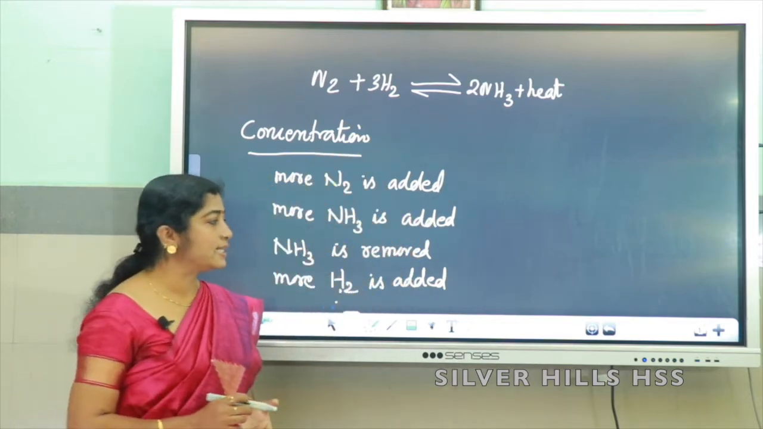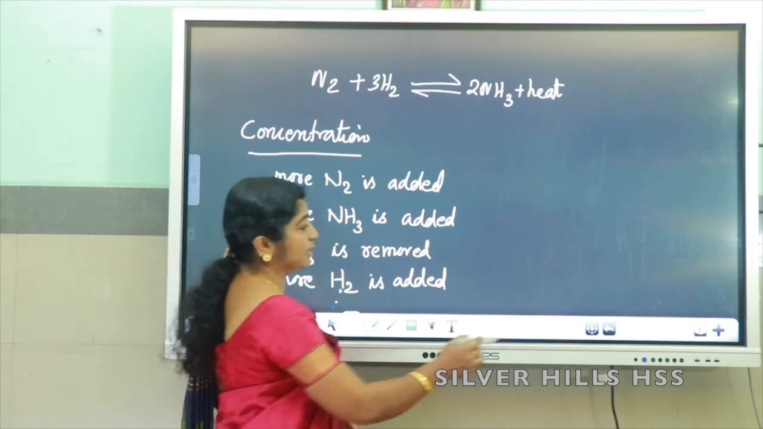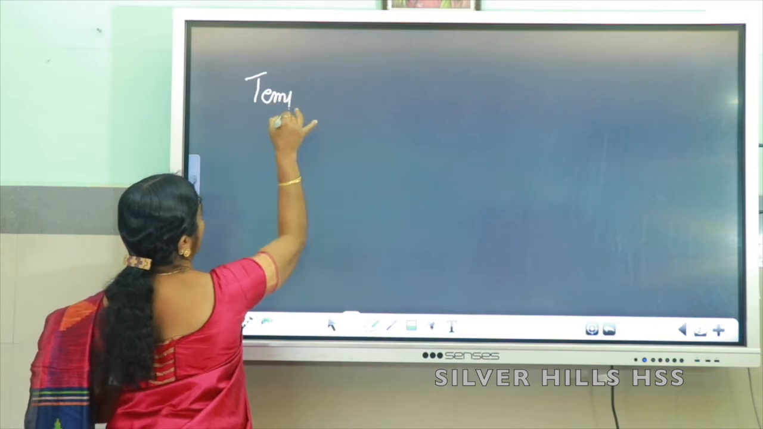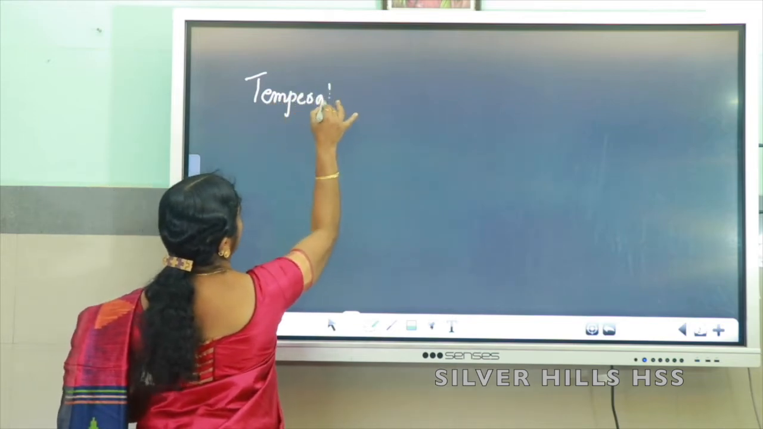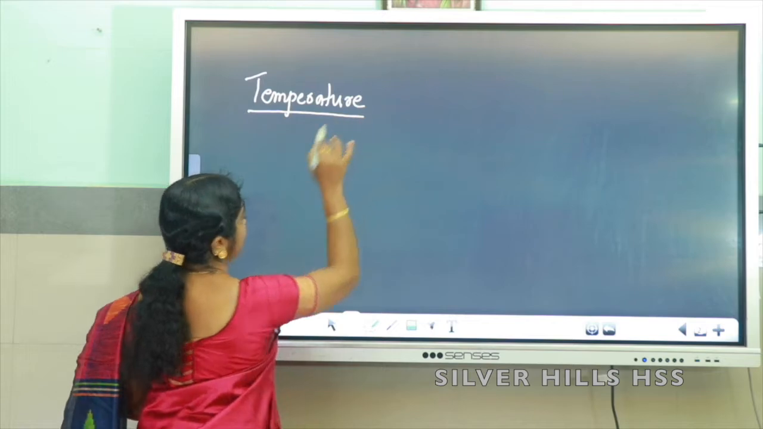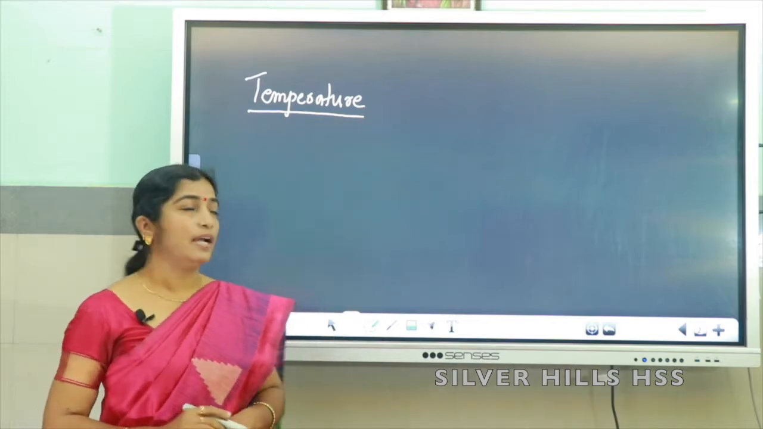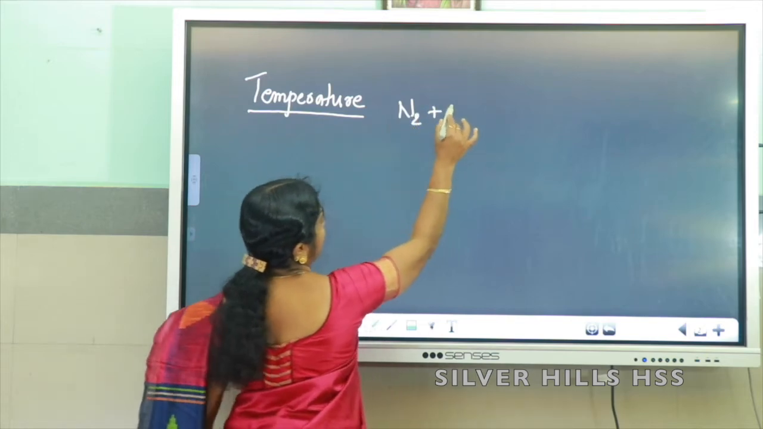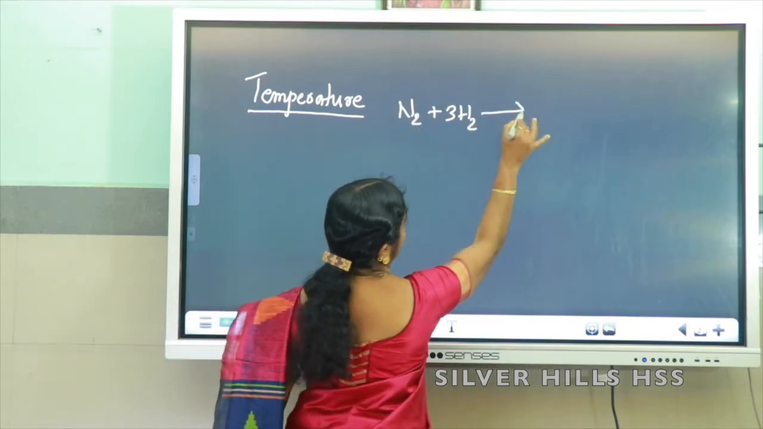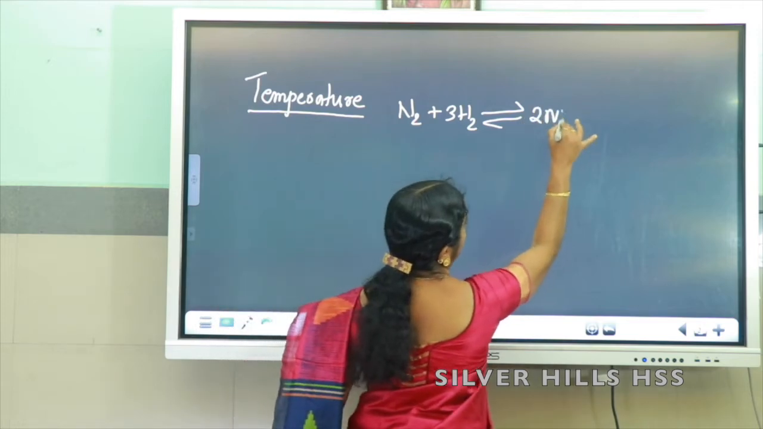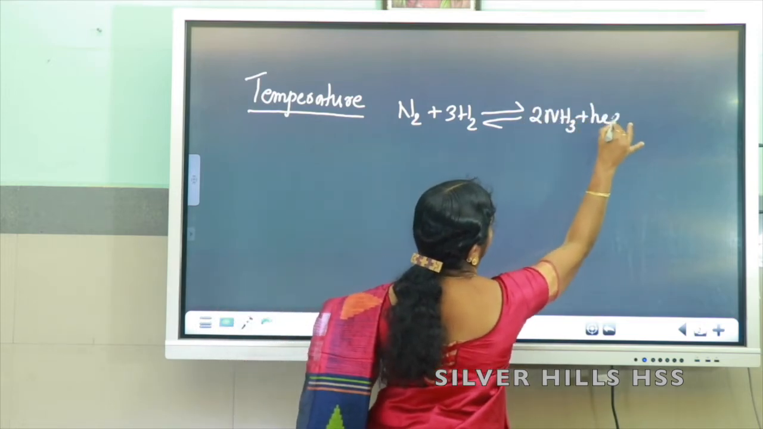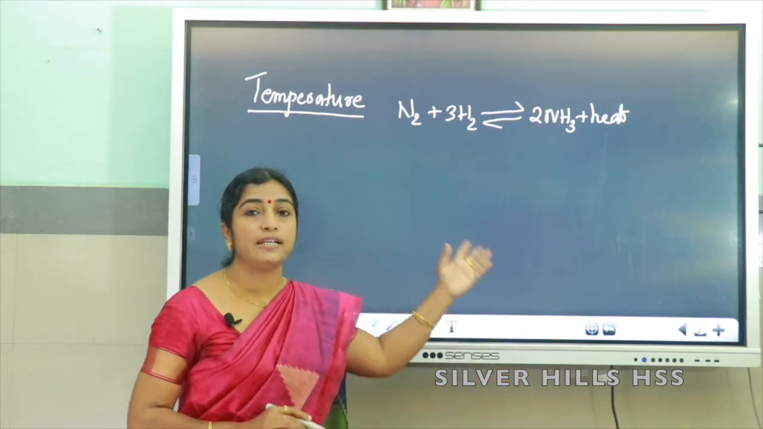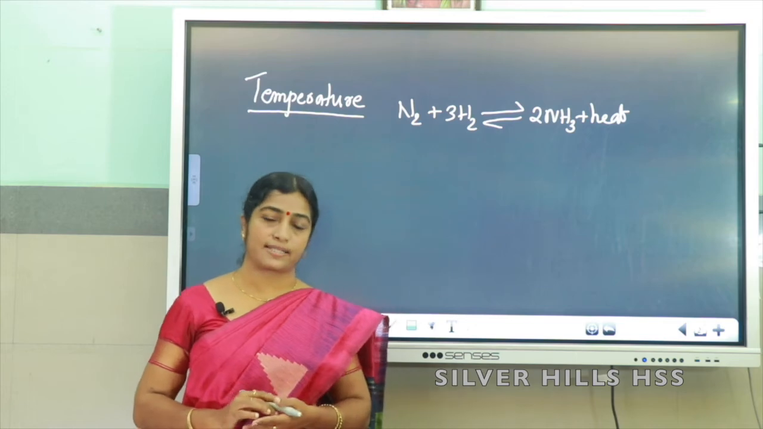Okay. Then let us see the next factor, that is temperature. What is the effect of temperature on a reversible reaction which is at equilibrium? I am considering the same reaction, that is formation of ammonia. N2 plus 3H2 gives 2NH3 plus heat. In this reaction, heat is involved. So it is a thermochemical reaction.